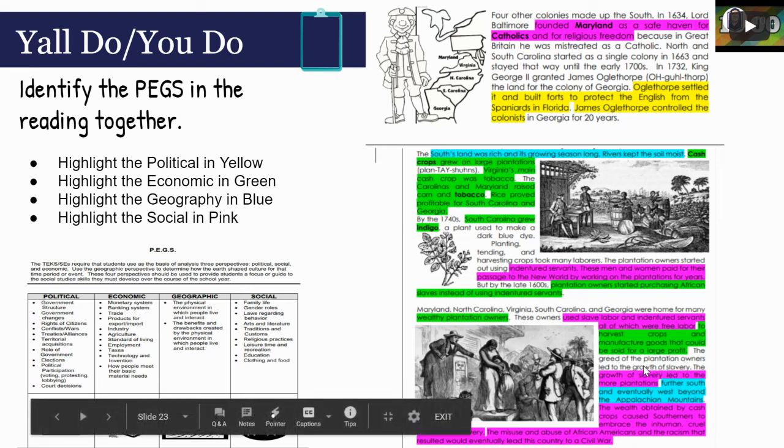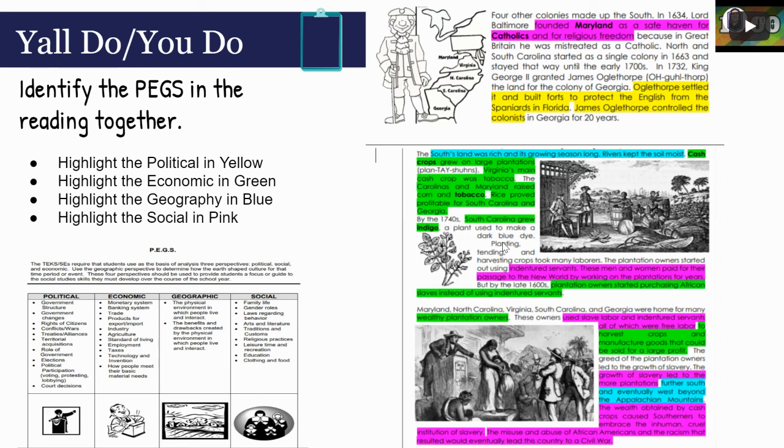The greed of the plantation owners led to the growth of slavery. The growth of slavery led to more plantations further and eventually west beyond the Appalachian Mountains. The wealth obtained by cash crops caused Southerners to embrace the inhuman, cruel institution of slavery. The misuse and abuse of African Americans, and the racism that resulted, would eventually lead this country to a civil war.